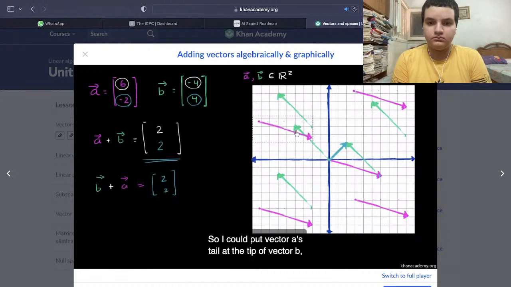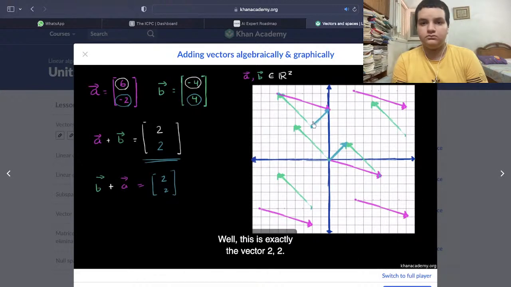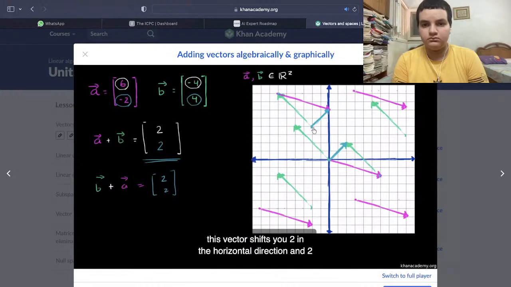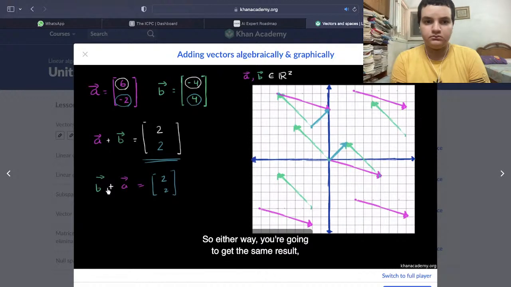So I could put vector A's tail at the tip of vector B, and then it'll take me right over there. So if I start right over here, vector B takes me there, and now I'm adding to that vector A, which will take me there. And so from my original starting position, I have gone this far. Now what is this vector? Well, this is exactly the vector 2, 2. Or another way of thinking about it, this vector shifts you 2 in the horizontal direction and 2 in the vertical direction. So either way, you're going to get the same result, and that should hopefully make visual or conceptual sense as well.